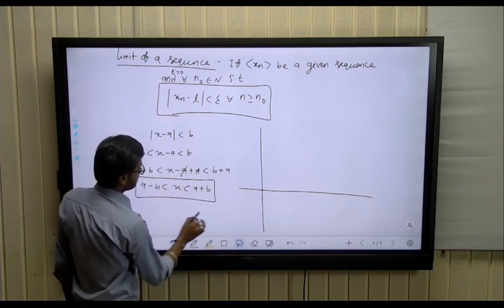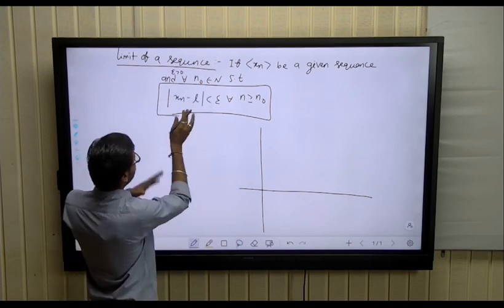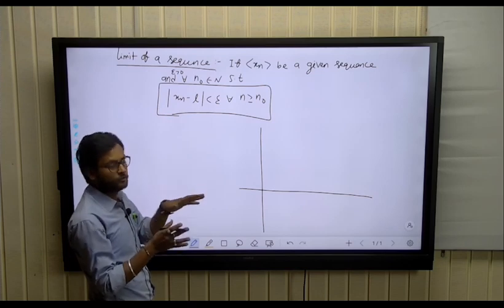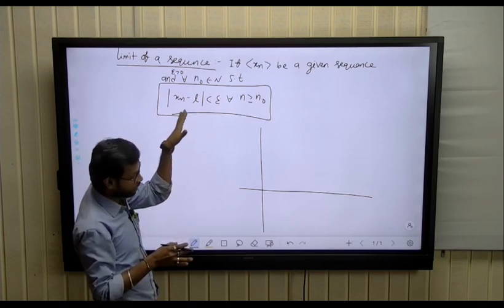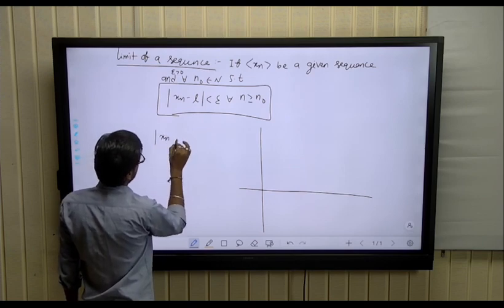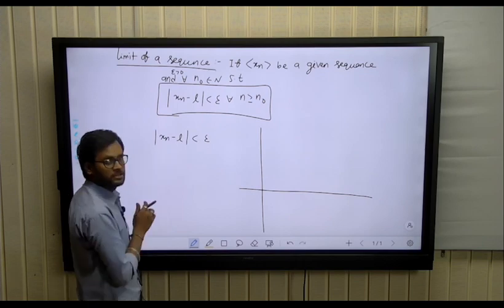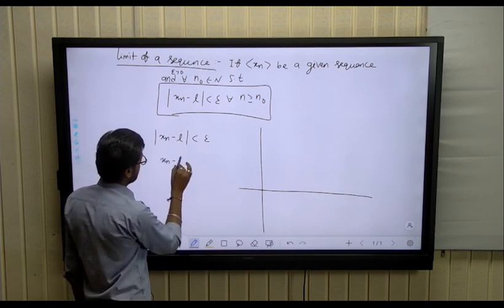Okay, so we rough this. See, if we apply the method of opening a mod function, then what is the behavior of this xn? Suppose |xn minus L| is less than epsilon. So if we open this mod, we know that it opens like this.